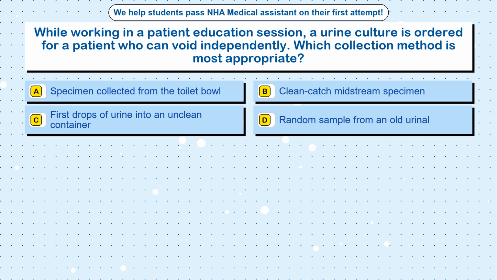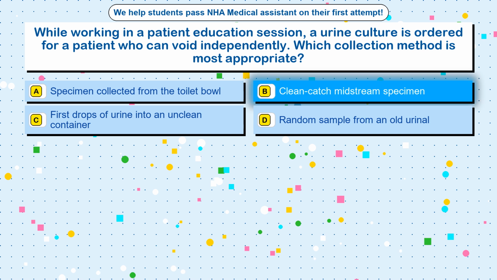Question 92. While working in a patient education session, a urine culture is ordered for a patient who can void independently. Which collection method is most appropriate? Option A, specimen collected from the toilet bowl. Option B, clean catch midstream specimen. Option C, first drops of urine into an unclean container. Option D, a random sample from an old urinal. The correct answer is option B, clean catch midstream specimen.